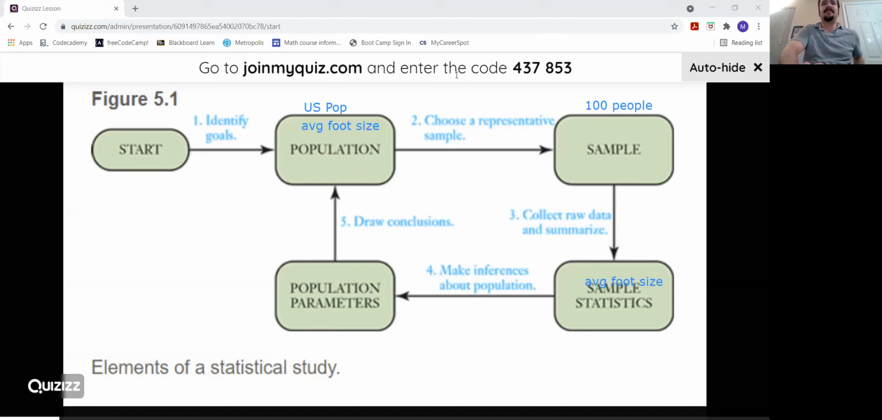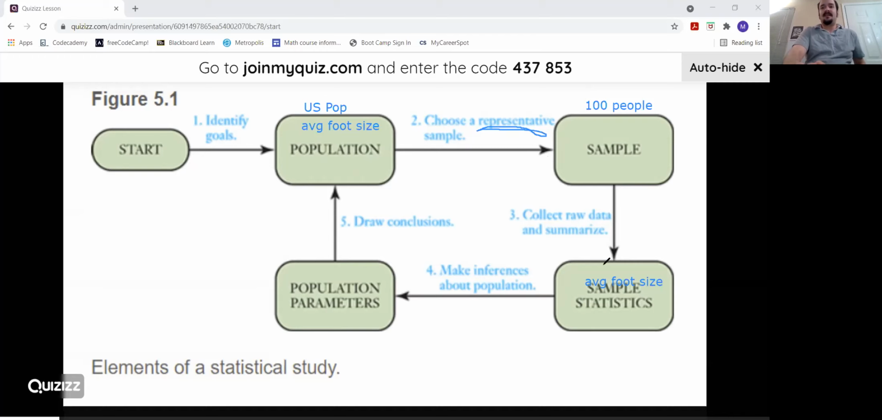We choose a representative sample. And here they say this word representative. So we want to draw a smaller number of people, but we still want them to be representative of the larger population. So if you get something that is not representative, that's where bias comes in. And we'll talk about biases in here a little bit. But we hope that when we draw these 100 people, that they represent the foot size of these people over here.